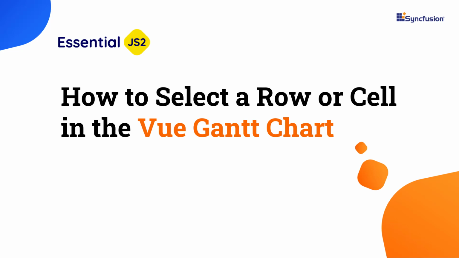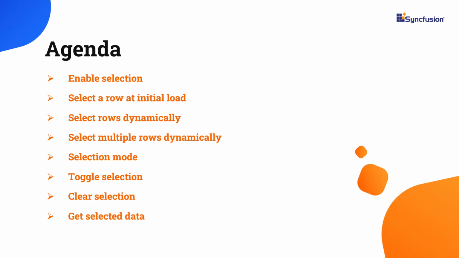Hi everyone, welcome back. In this video, I am going to show you how to select a row or cell in the Vue Gantt chart component. I will also show you how to perform different types of selection like cell, row, and toggle, and how to use a few of its APIs.